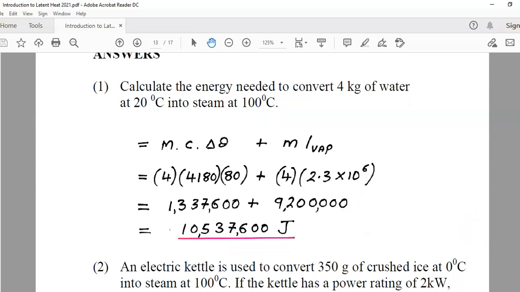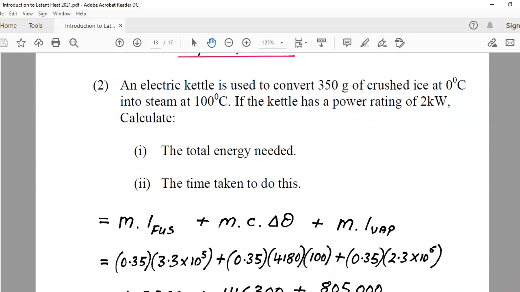The second question involves power, and it says an electric kettle is used to convert 350 grams of crushed ice at 0 degrees Celsius into steam at 100. If the kettle has a power rating of 2 kilowatts, 2000 joules per second, calculate the total energy needed and the time taken to do this. Now we have something interesting here. We have 2 changes of state and 1 change of temperature.